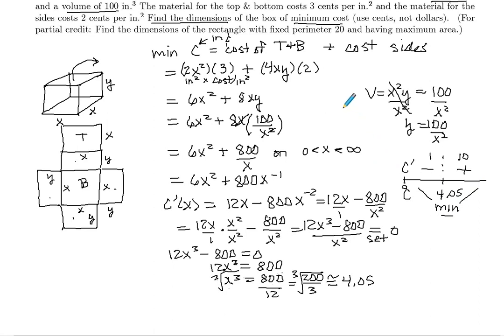Okay, so then what do they ask us? Find the dimensions of the box of minimum cost. So they don't ask us to find the minimum cost, but to find the dimensions. So this was our x, and that was our base. And so it's 4.05 by 4.05, and then our y is 100 over x squared. So your y is 100 divided by x squared. So 100 over 4.05 squared. And that is approximately 6.08.